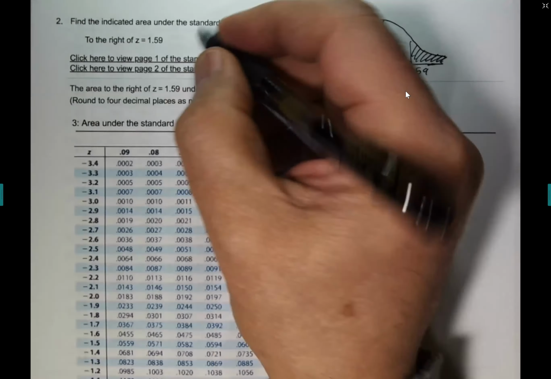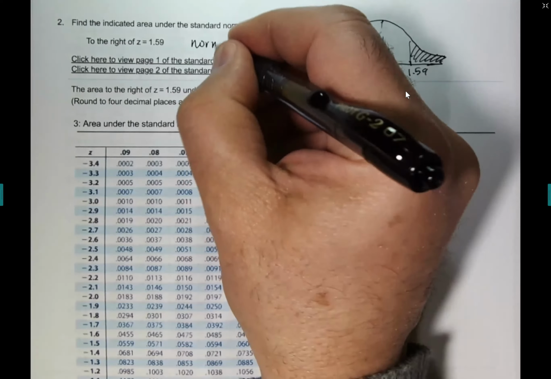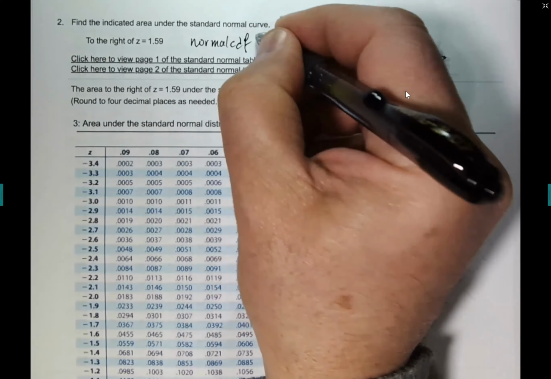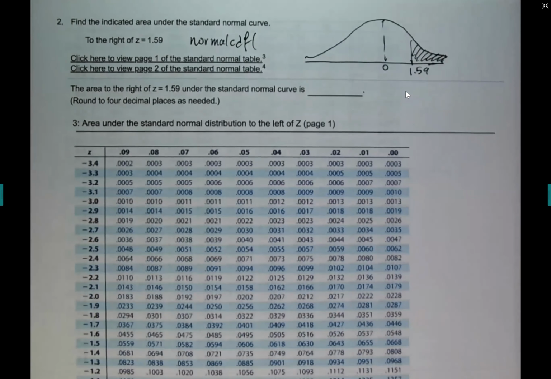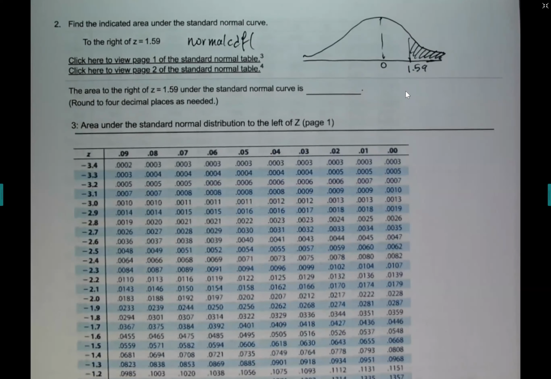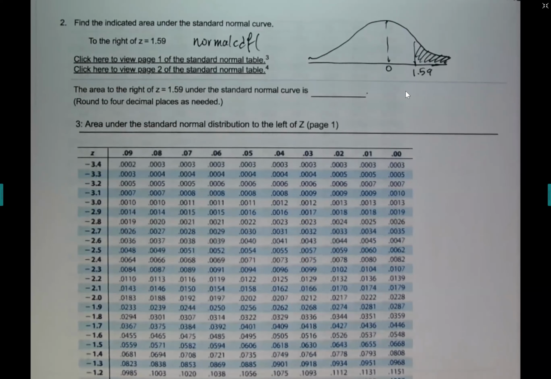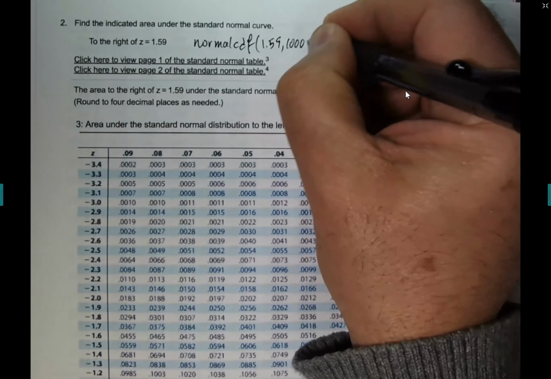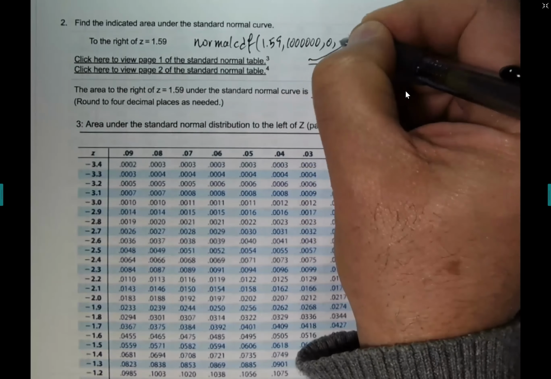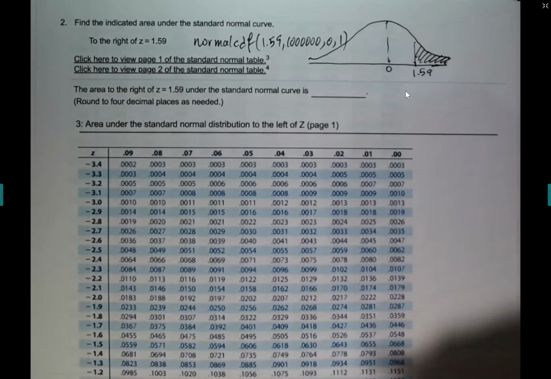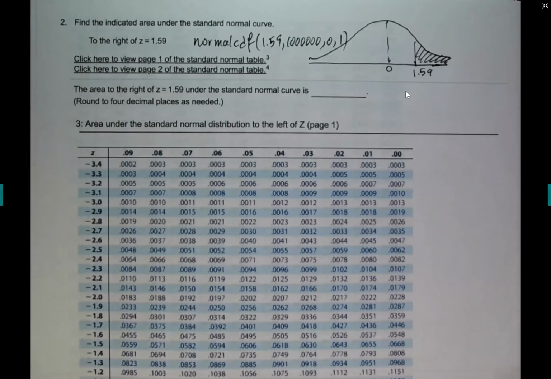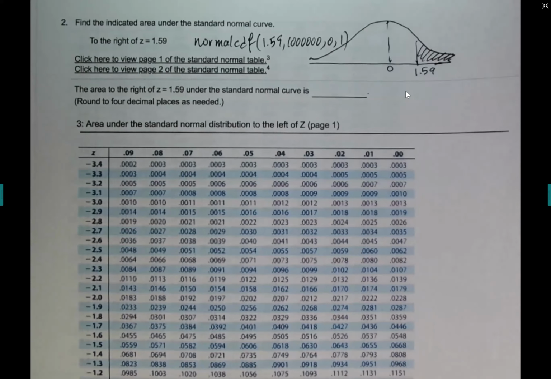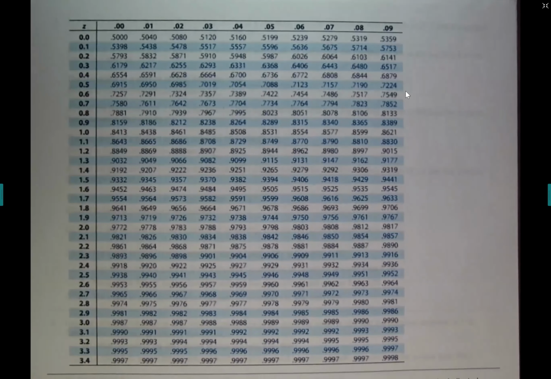Okay, using normal CDF. What's the lower bound here, guys, for this one? 1.59. Yeah. Once you put the lower bound, the next number should be positive, the million, and then 0, and then 1, and then you get the answer. Okay. So that is number 2. Number 3.